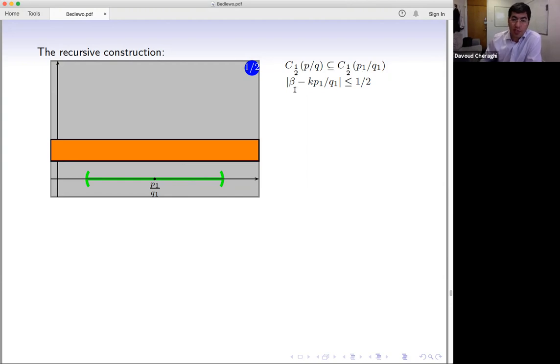And the third property tells me that if this neighborhood is small enough, for any irrational number that I pick here, and any germ that commutes with that irrational number, its rotation number must be close to a multiple of P1 over Q1, and how close is measured by this 1/2. Yes. So the strip of width 1/2 is the orange that you see here.